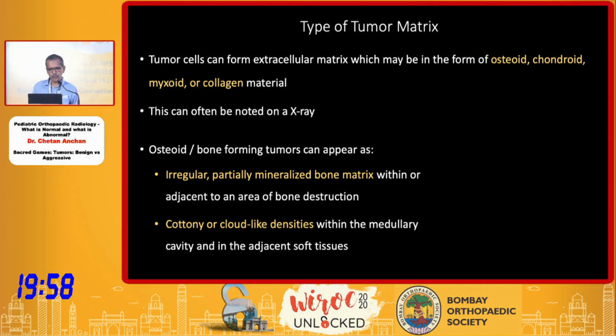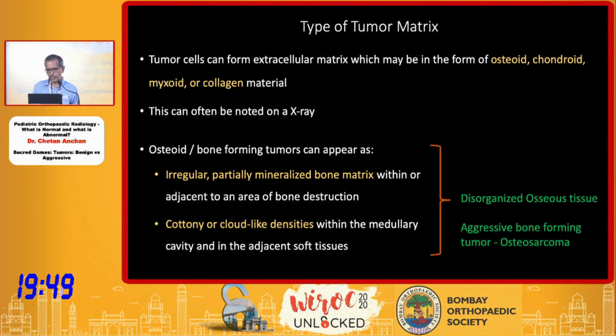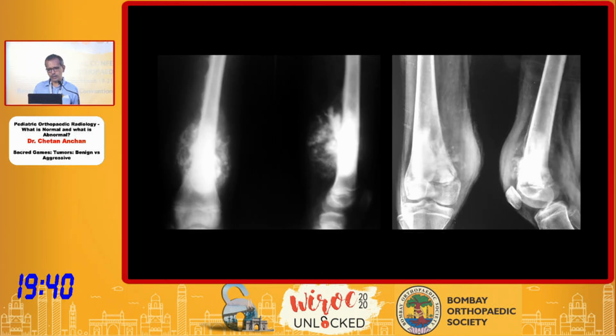So the osteoid or bone forming tumors can appear as irregular partially mineralized bone matrix within or adjacent to the area of bone destruction, or it can also look like cottony or cloud-like densities. So basically it's disorganized osseous tissue which really indicates an aggressive bone forming tumor which is osteosarcoma. So this is how it would look like on the X-ray.